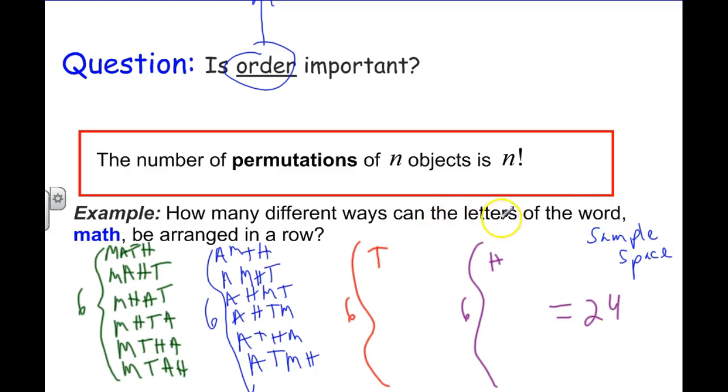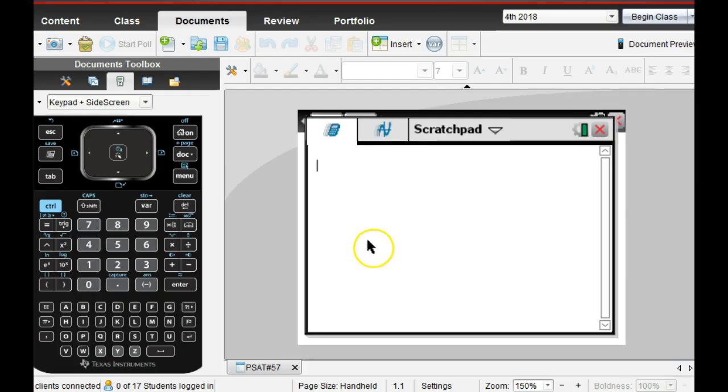By the way, you're ordering the letters. So order is important, so this is a permutation. And we can do a basic permutation with n factorial. In this case, we have 4 letters. So if I typed 4 factorial into my calculator, which is the same thing as 4 times 3 times 2 times 1, which is 24, that's the same answer. So we get the same answer either way.